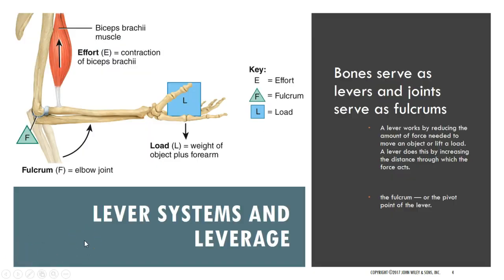Now, in order for an action to occur with these muscles, or for movement to occur, most of these joints are going to act as levers. So the muscles are going to pull on these bones, and the bones will act as levers, and the joints actually act as something we call a fulcrum. These two together help to reduce the amount of force that it takes to move something, to lift something, or to get a job done.